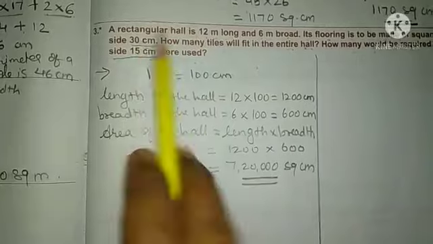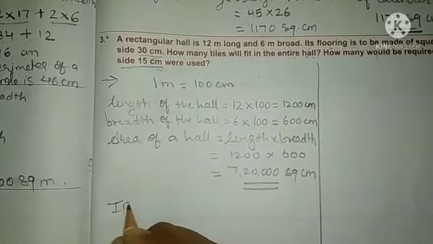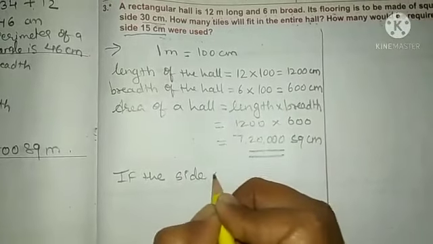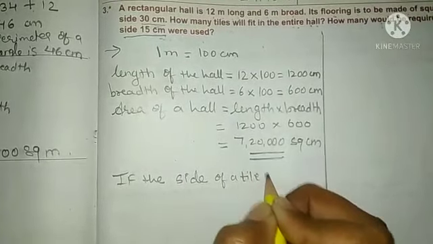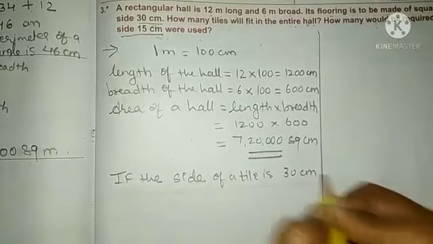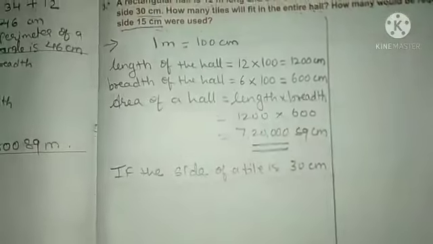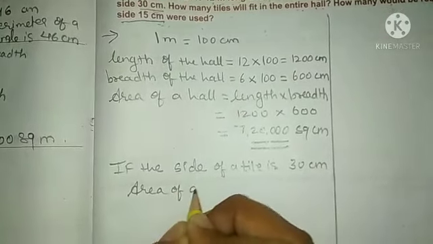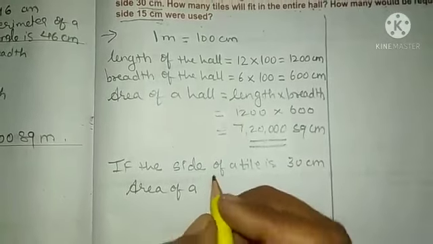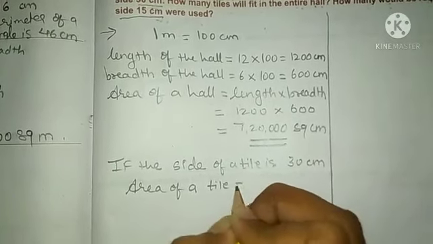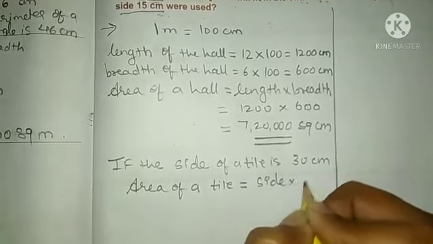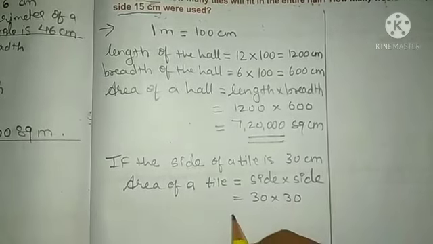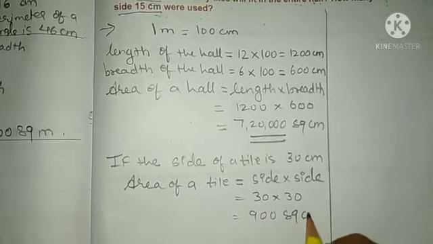Now we will find out how many tiles will be required if we take the tiles whose side is 30 centimeter. So here we will write down, if the side of a tile is 30 centimeter. So how you are going to find out? We have to use the formula, area of a tile. Now what is the shape of a tile? That is square. So area of a tile is equal to side into side. So 30 into 30, what you will get? You will get 900 square centimeter.